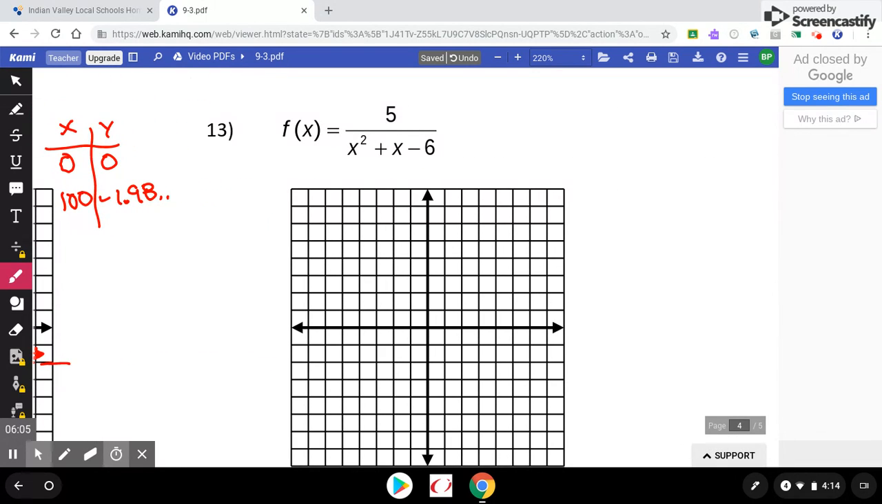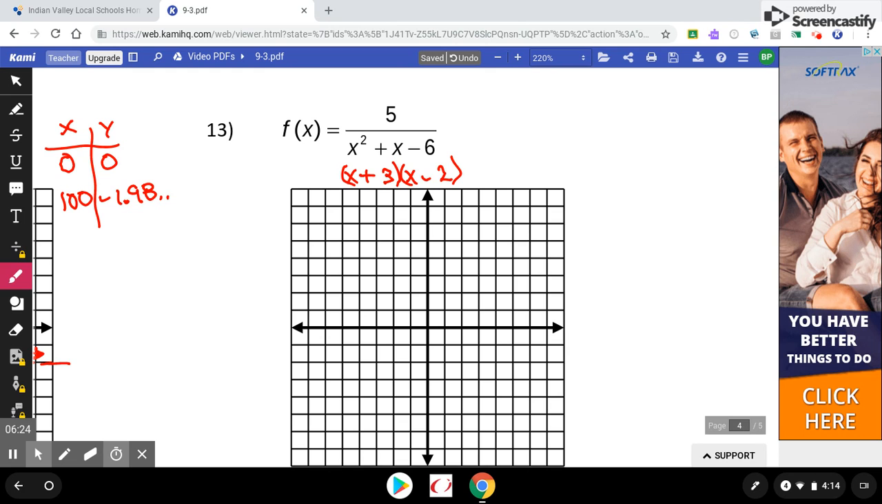A little more involved. I want to know the restrictions. When in doubt, factor it out. So if I factor this out, it'll make it way easier for me to tell what numbers I can't use for x. So 3 and 2 to get me a 6. Plus and minus to get me a negative 6. And that will also work out to get that 1x that's in the middle. So correct factoring. I assume you guys will trust me on that. So x cannot equal negative 3. x cannot equal positive 2. Otherwise, I get 0 on the bottom.